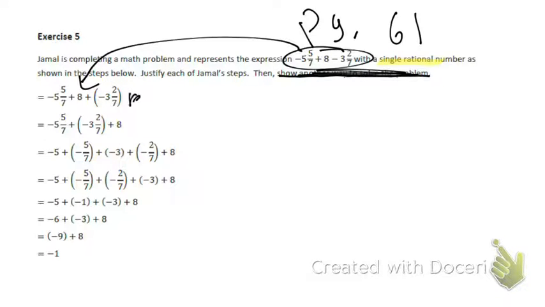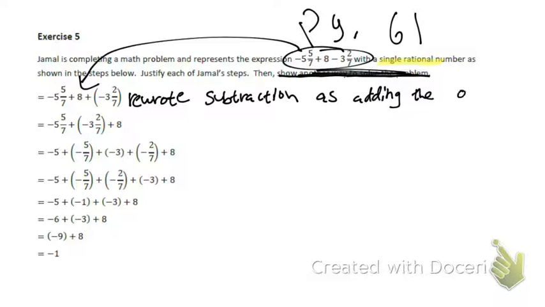So he rewrote, just like I have you guys do a lot, rewrite. He rewrote subtraction as adding what? As adding the what? The opposite, right? So I'd like you guys to rewrite your subtraction as adding the opposite. So there, subtracting 3 and 2/7 is the same as adding negative 3 and 2/7.